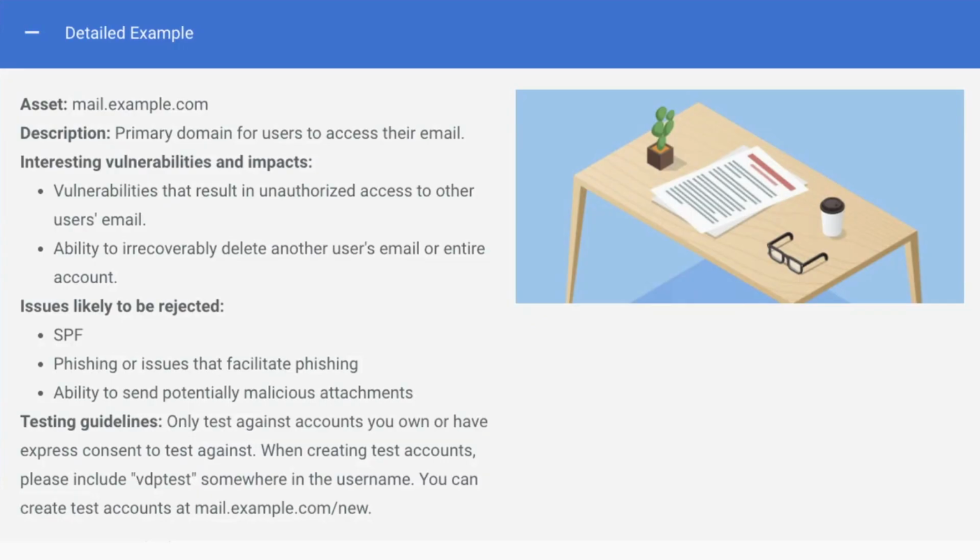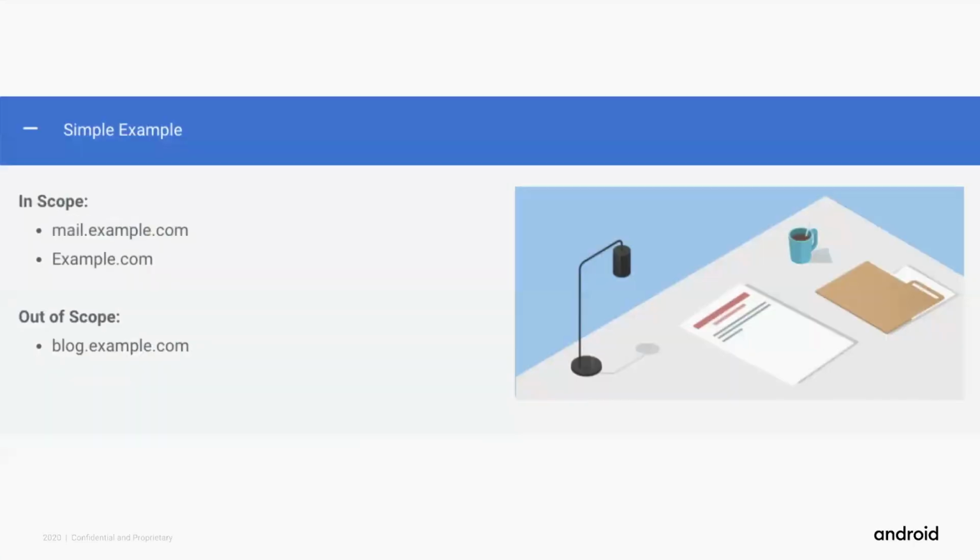When it comes to writing up your scope in your program policy, here's a detailed example for a domain related to email. It includes a description of the asset with detailed instructions on how to test against it. Here's a more simple example that simply lists assets that are in scope and out of scope. It's up to you how detailed or not you'd like to get with your scope, but the more info you provide, the easier it will be for researchers to start finding and reporting vulnerabilities to you.